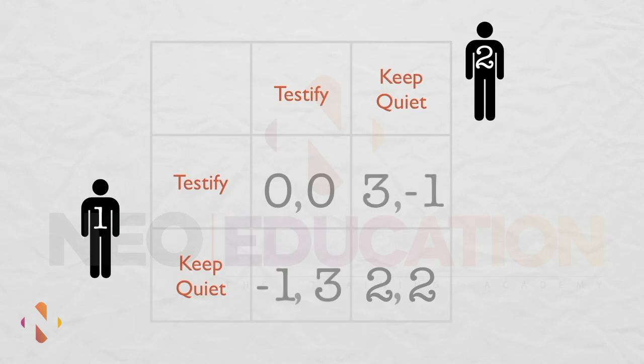Keeping quiet looks like a pretty good option if both prisoners could promise not to testify, but these prisoners only care about their own self-interest. So both prisoners may tell the other they pinky swear not to testify, but they won't keep that promise. If prisoner 2 keeps quiet, prisoner 1 is better off testifying. If prisoner 2 testifies, prisoner 1 is better off testifying. Testifying is a dominant strategy for both players. So both testifying is the dominant strategy equilibrium.